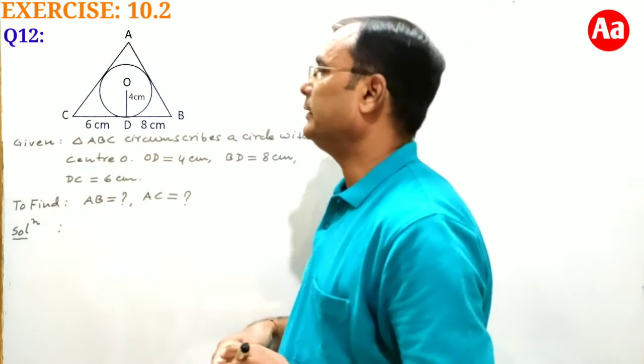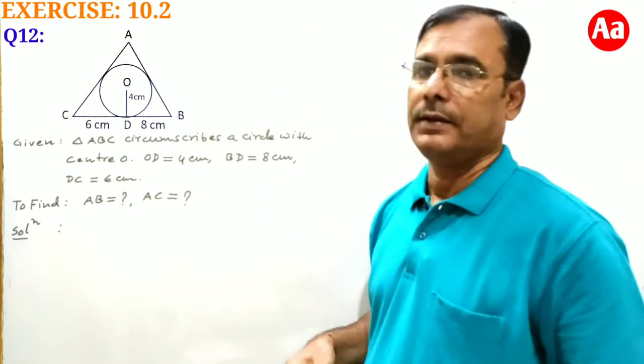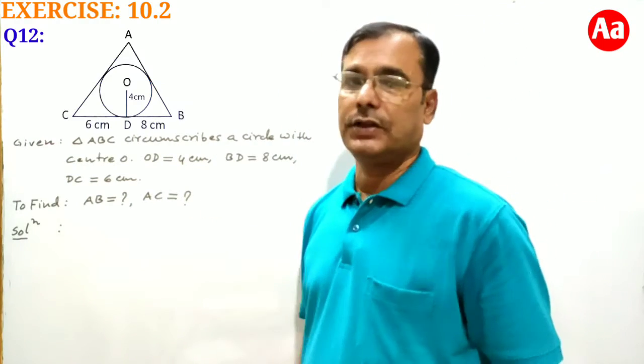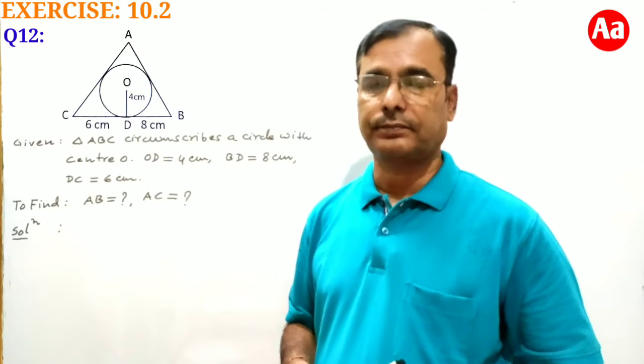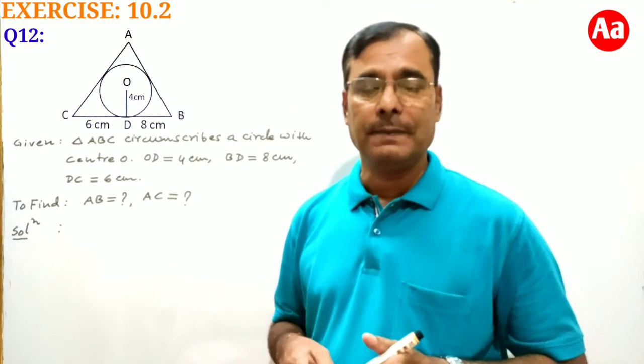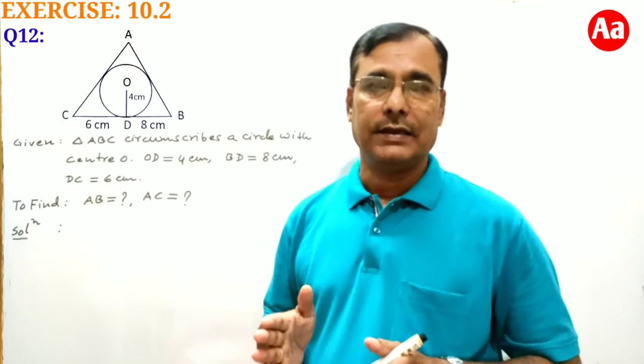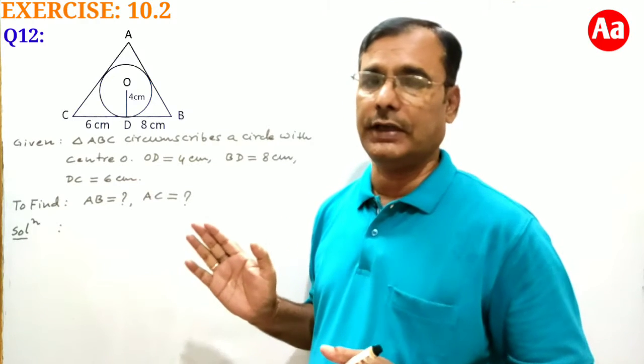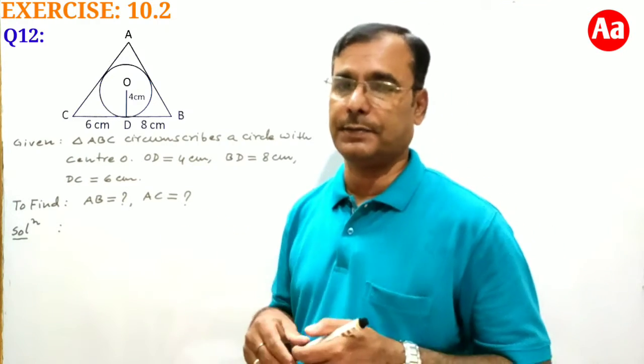Sides of triangle ABC are touching the circle. So let AB and AC touch the circle at point E and F respectively.